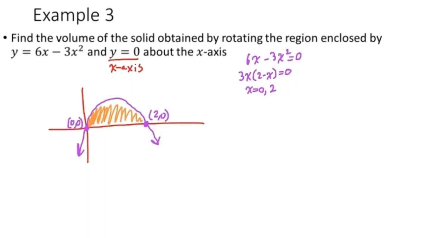Now that we have our region drawn, we have an idea of how to set up our integral. The volume is going to be equal to the integral. As for the bounds, our lower bound will be 0, our upper bound will be 2, and because we're revolving this region over the x-axis, our integrand would be pi times (6x minus 3x squared) quantity squared.